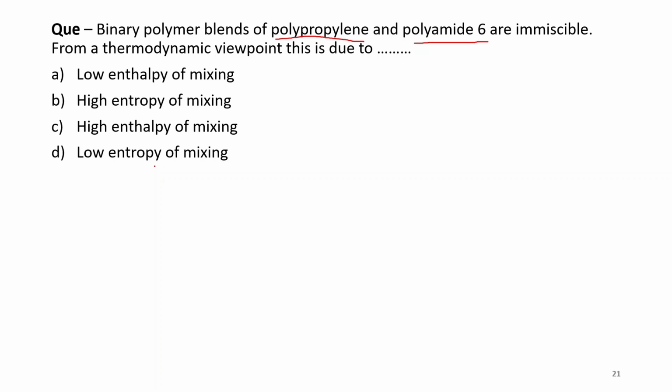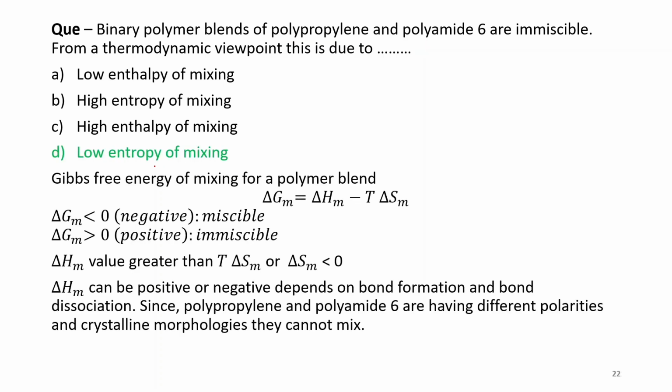So you are saying the high enthalpy of mixing. Let's see which option is correct. So option D is correct, low entropy of mixing. So let's understand the reason why option D is correct.